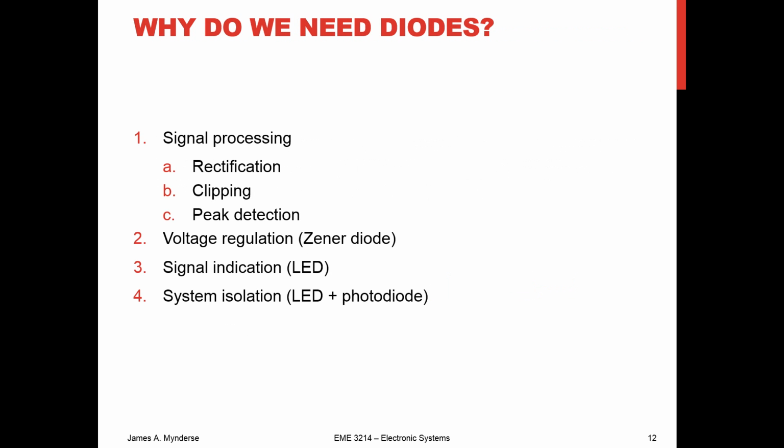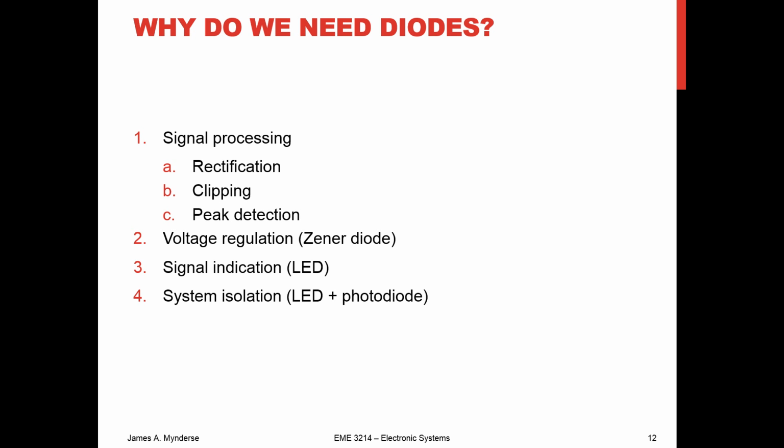So what do we use diodes for? Well, we can do signal processing. If you think about our sensors, which is typically what we're going to be caring about in this class, we might have a signal that comes in that is modulated, like an amplitude modulated signal coming off of an LVDT, in which case we would need a diode for rectification to be able to translate that amplitude modulated signal into something that we can use.